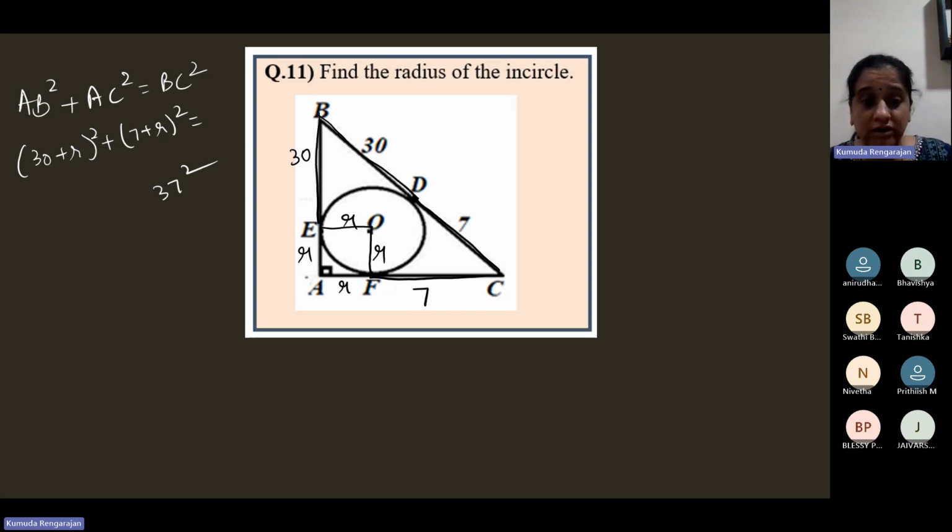So you have to join OE and OF, and prove that this quadrilateral is a square. And so all the sides are equal, so AF is R and AE is R. You get it? BD is 30, so BE is 30. CD is 7, so CF is 7. Connect the sides using Pythagoras theorem.